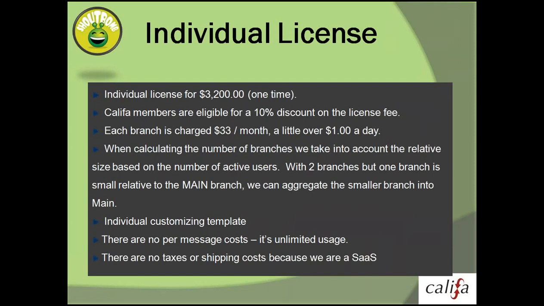The individual license was again $3,200, 10% discount. Each branch is $33 a month. And once again, depending on how large those branches are in a given system, we can aggregate those. So, if you have a 2-branch system, but one of the branches is really small, then we would aggregate that into 1 branch. So you have your own customizing template, and once again, unlimited messages are available to you.